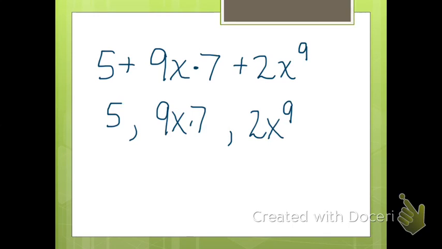That term could be rewritten as 63x by multiplying the 9 and the 7 together, because this would just be 9 times x times 7. Remember, when we write the coefficient out in front of the variable, it means multiplication. It means I'm multiplying by that number.